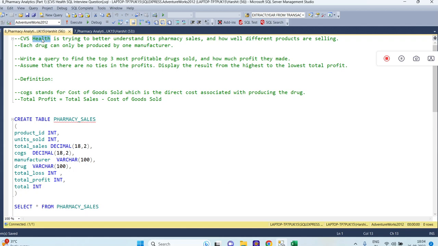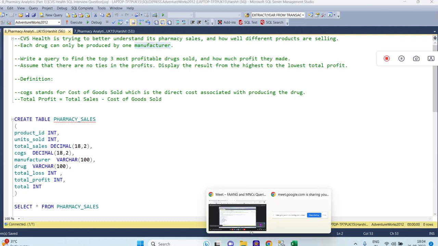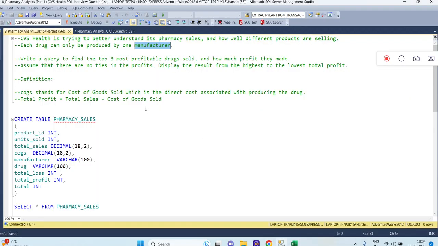Again, it is based on the CVS Health data only. CVS Health is trying to better understand its pharmacy sales and how well different products are selling. Each drug can only be produced by one manufacturer. Write a query to find the top three most profitable drugs sold and how much profit they made. Assume that there are no ties in the profits. Display the result from the highest to the lowest total profit.